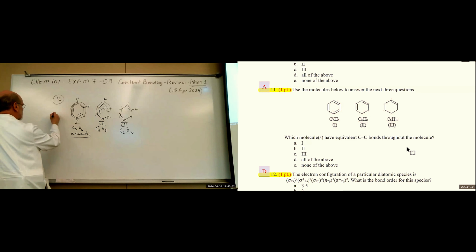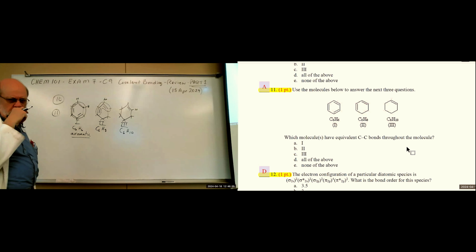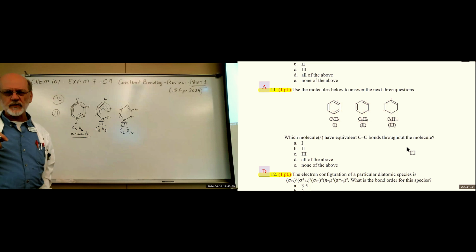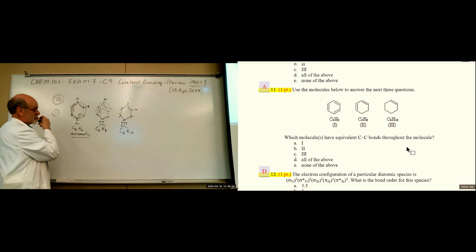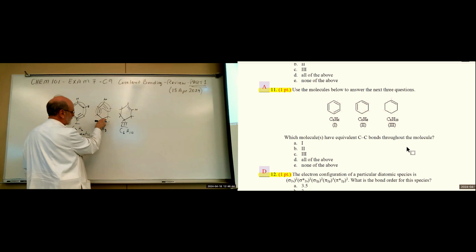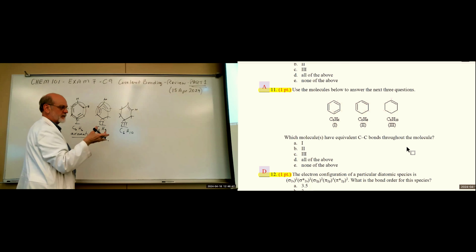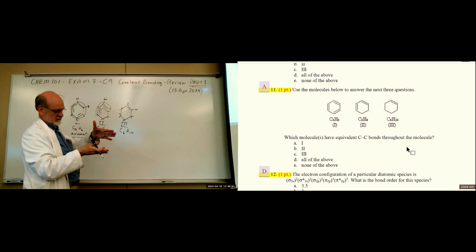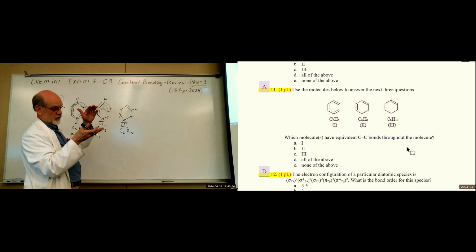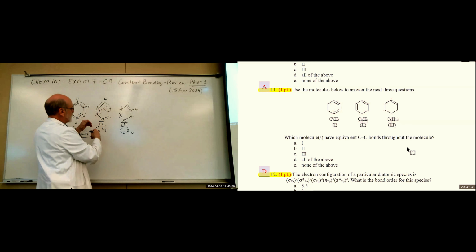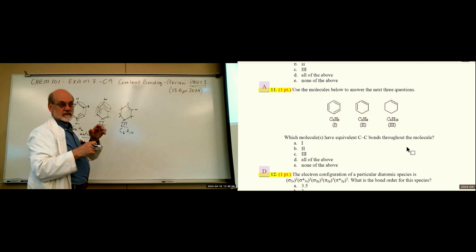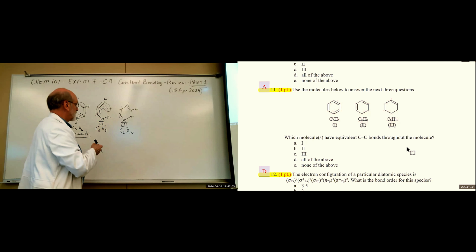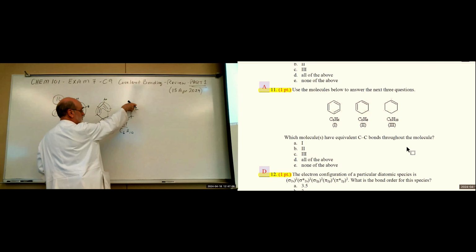Okay, how about the next one? Number 11. Which molecules have equivalent carbon-carbon bonds throughout the molecule? All right. These are single bonds, right? So they're single sigma bonds. They have a certain bond strength, and a bond length is going to be like, just for argument's sake, this long. These double bonds are going to be stronger because you've got a sigma and a pi, and the bonds are going to be shorter. So this is a shortened bond.